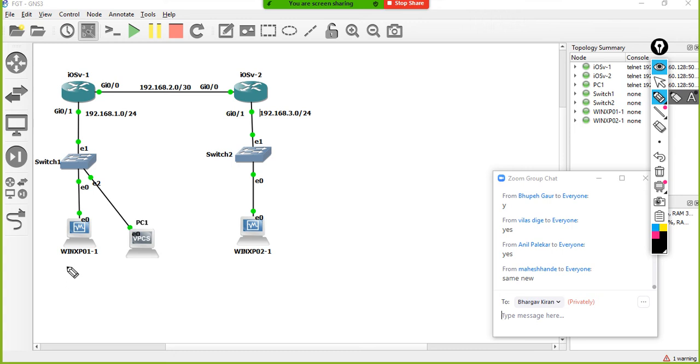What is the source IP here? The source IP is 192.168.1.11, and we are trying for 2.1. Understand? So the request went where? It went to the router. Then does your router know about 2.1? Does your router know about network one?